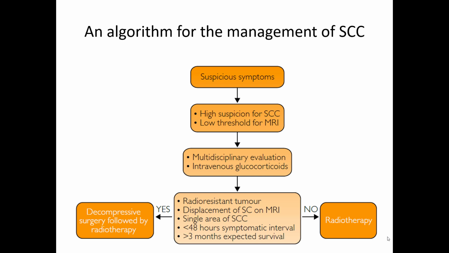Algorithm for management of spinal cord compression: with suspicious symptoms, high suspicion, do MRI, and multidisciplinary evaluation by you, by the surgeon, by the oncologist, with the aid of others. Give first intravenous glucocorticoid. If this is a radiosensitive tumor, the radiotherapist does stereotactic radiotherapy. If there's a single area of spinal cord compression, you may go to surgery for decompression.